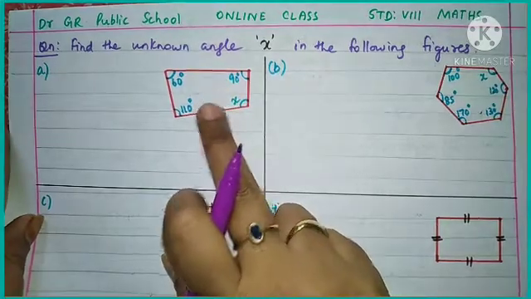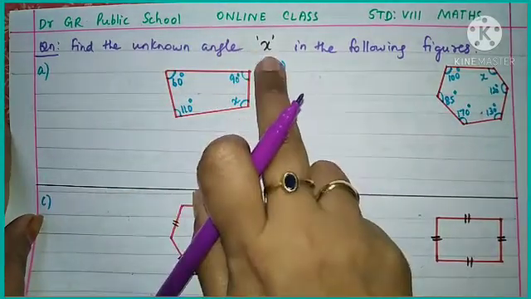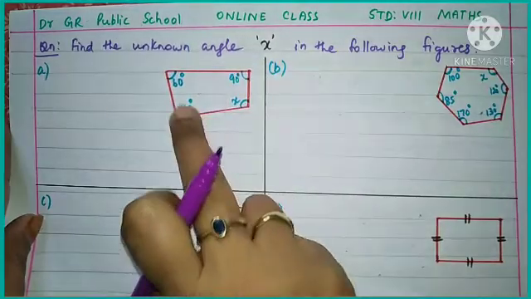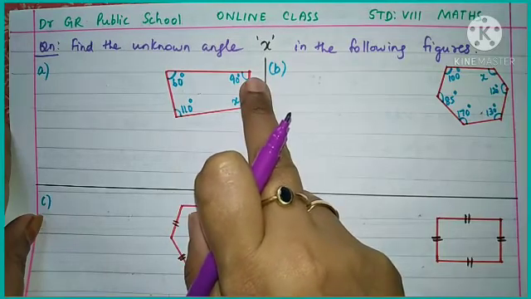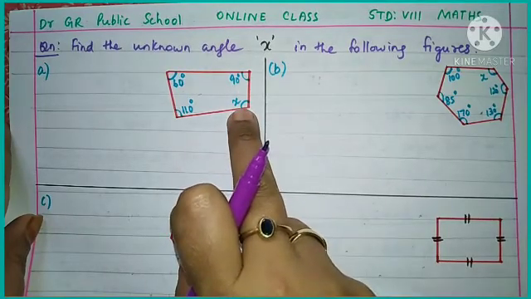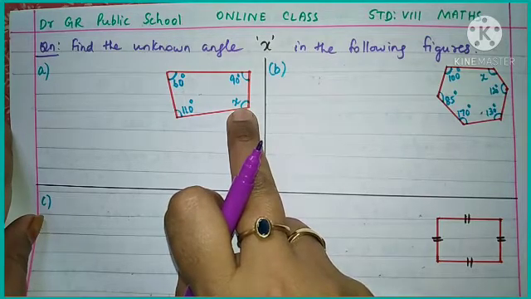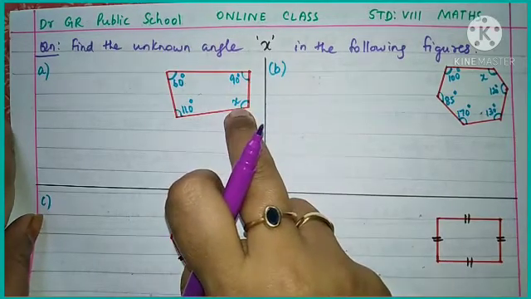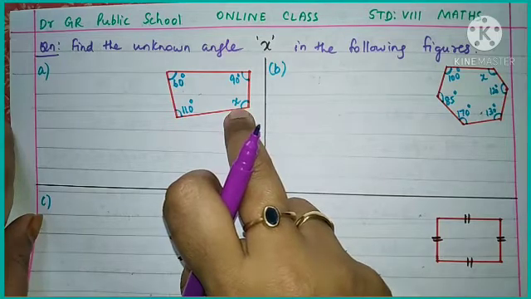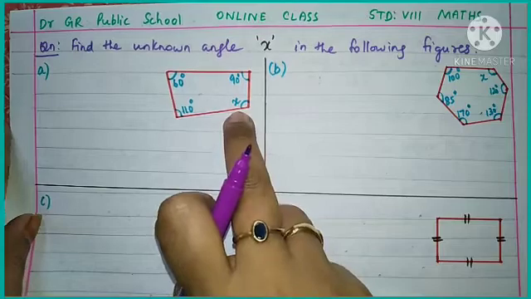Now see, what is the first figure here? This is a quadrilateral having 4 sides and 3 angles are known. First angle 60 degrees, then 110 degrees, then third angle 90 degrees. We need to find out the fourth angle. How will you find out, children? Yes, using the angle sum property of the quadrilateral. And in a quadrilateral, you know what is the angle sum of the 4 angles? Yes, it is 360 degrees. So using that, we can find out what is the unknown angle x.